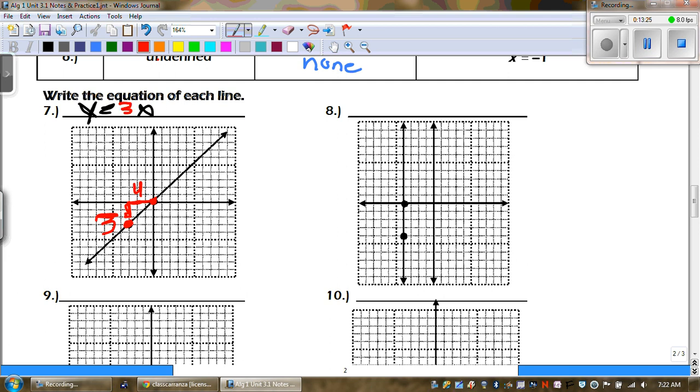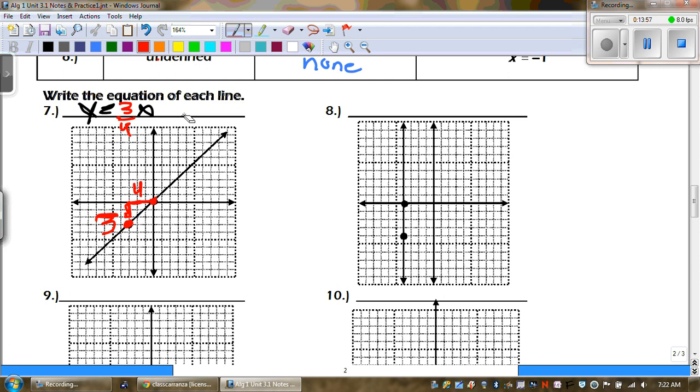All right, so 3 over 4x, and then what's the y-intercept, okay? Well, the y-intercept in this case is 0, okay? And if it's 0, we don't write +0. You never see that, okay? So whenever your y-intercept is 0, you just leave it as it is. So y equals 3 over 4x.